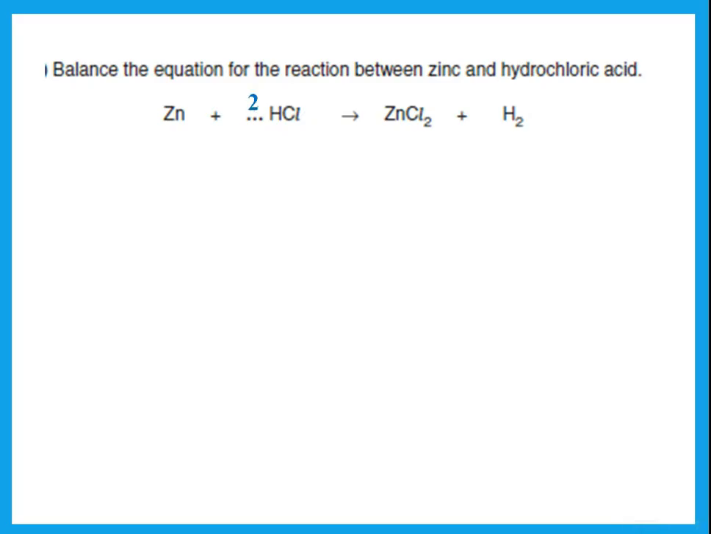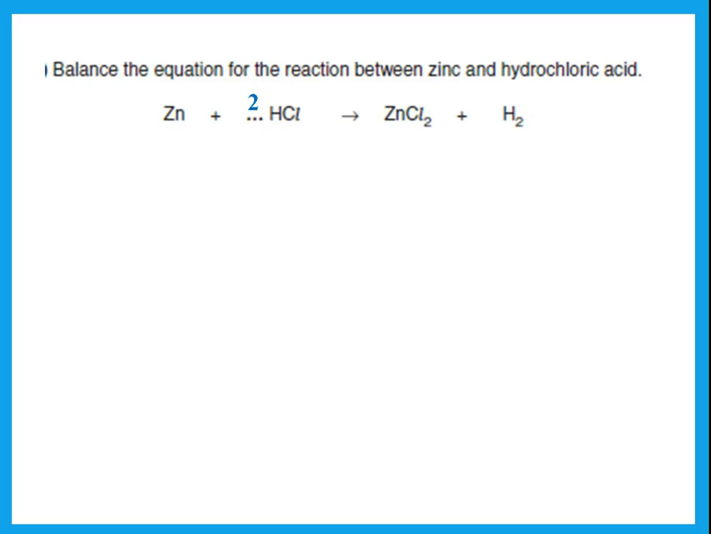So if I put 2 before the HCl, that now means I have 2 of the HCl. That means I have 2 hydrogens and 2 chlorines. So when you put a 2 in front of it like this, it means that you have 2 hydrogens and 2 chlorines. Please remember that when you're balancing the equation, you don't change the numbers that are down.